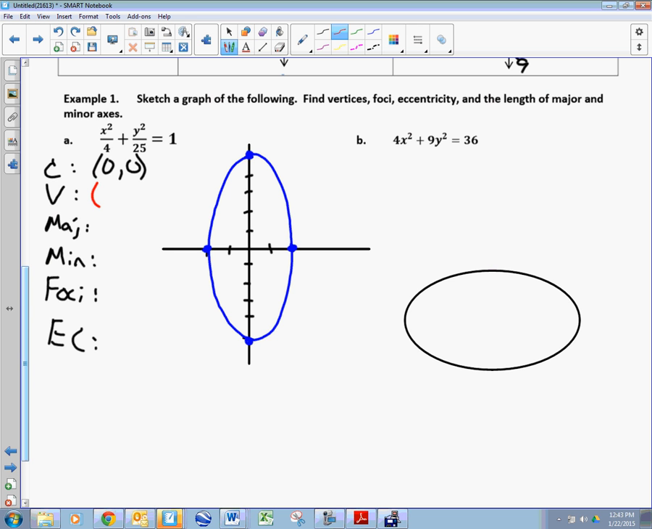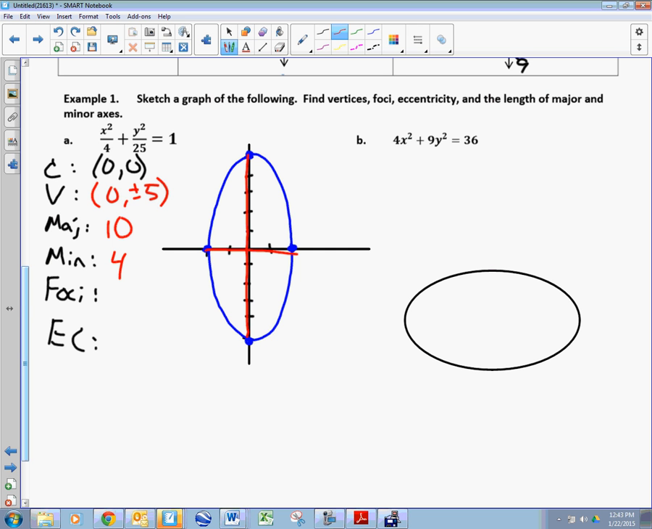The vertices are going to be the endpoints of where it's stretched. So, going to be what? 0 plus or minus 5. Make sure you end up in the right spot, X or Y, okay? The length of the major axis, 10. Length of the minor axis, 4. Major axis, top to bottom. Minor axis, across. Because it's stretched in that direction.